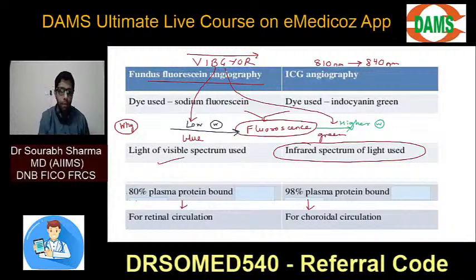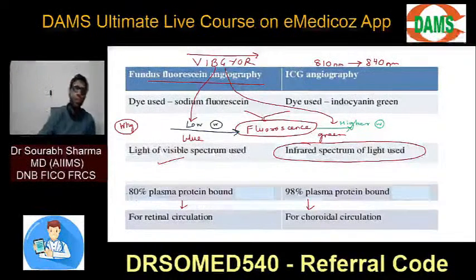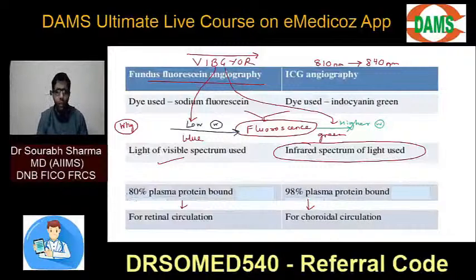That is what you can remember at your level, because ICG is more bound to protein than fluorescein. Okay? So remember these points. These dyes are used. Why these two dyes are used? And one theoretical point.